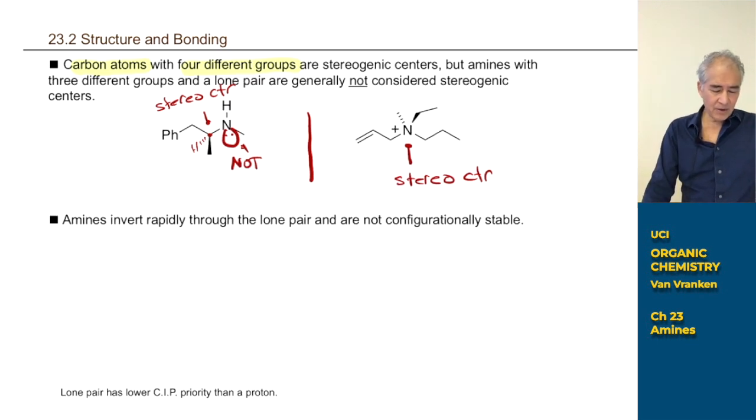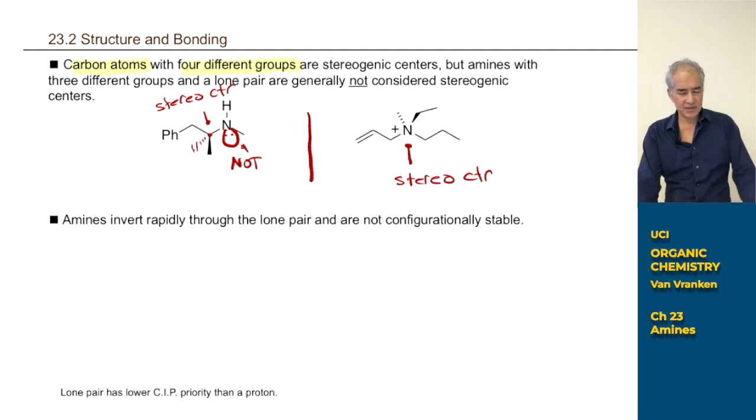Okay, so why is it that we don't consider methamphetamine nitrogen a stereogenic center? Or any nitrogen that has a lone pair on it as a stereogenic center, even though it has 4 different groups?